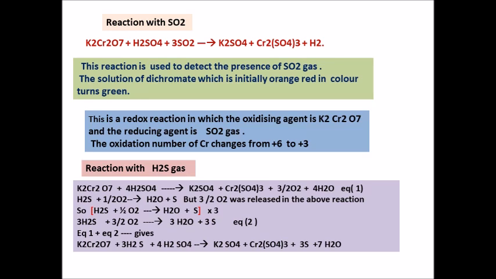Now, in the reaction with SO2, you can see here SO2 reacts with K2Cr2O7 and gives a green colored solution. So, the orange red color of K2Cr2O7 has now converted to green color solution. Why is it so? Because of the formation of Cr2(SO4)3. And what happened to H2 over there? We have to balance that H2. That H2 has got liberated.